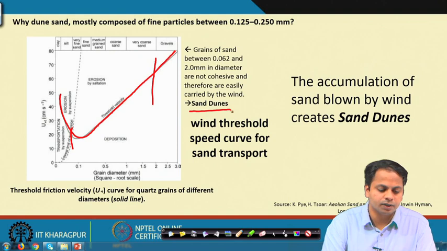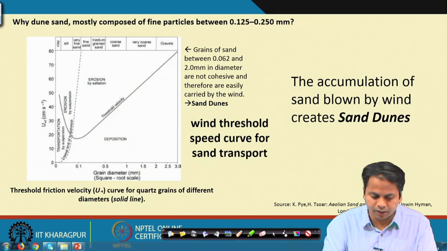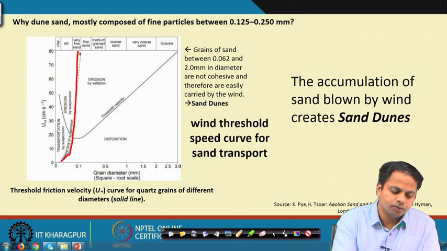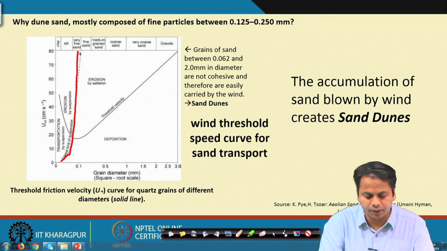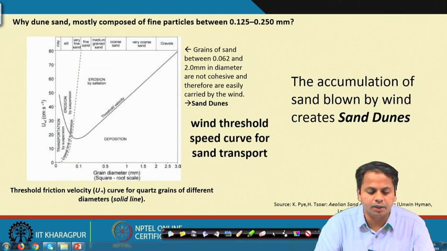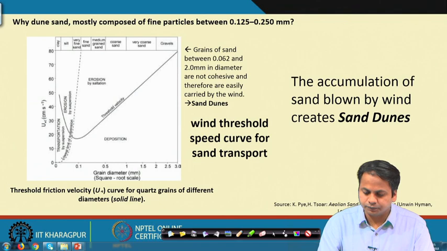But if the grain size is less than this value, like clay or silt or very fine sand, then most of the erosion is done by suspension movement. This is the lowest limit of suspension. So suspension acts on very fine soil particles, and saltation acts on grains between 0.062 and 2 mm diameter, which are responsible for the formation of sand dunes. The accumulation of this sand blown by the wind creates the sand dune.